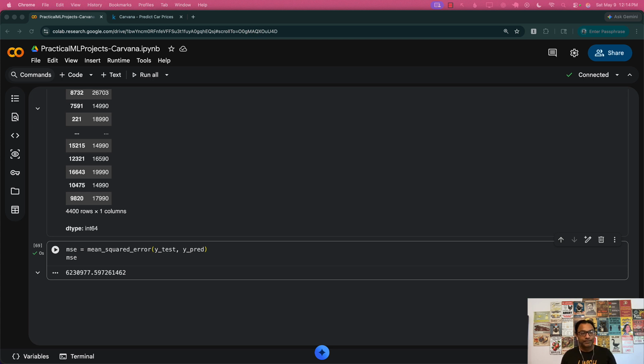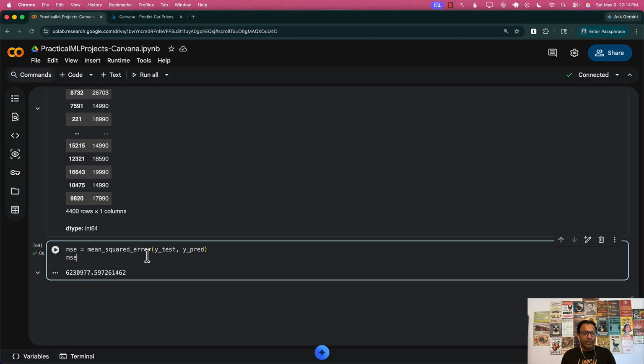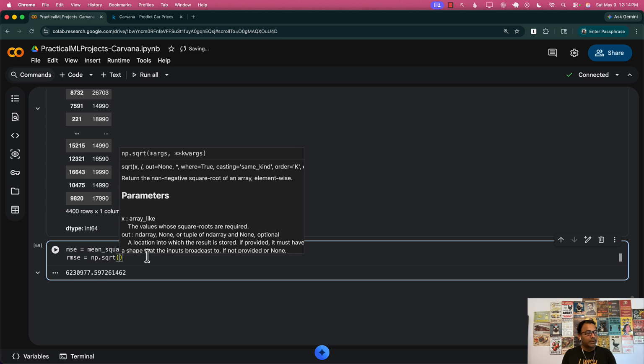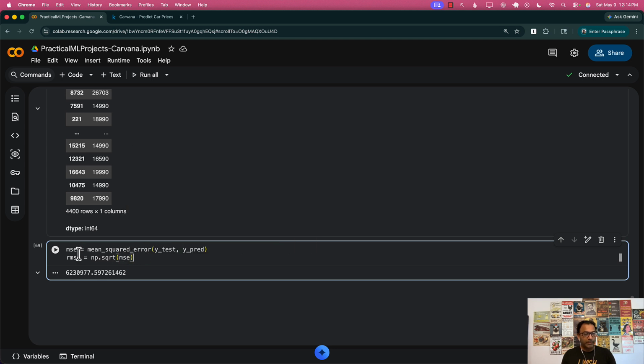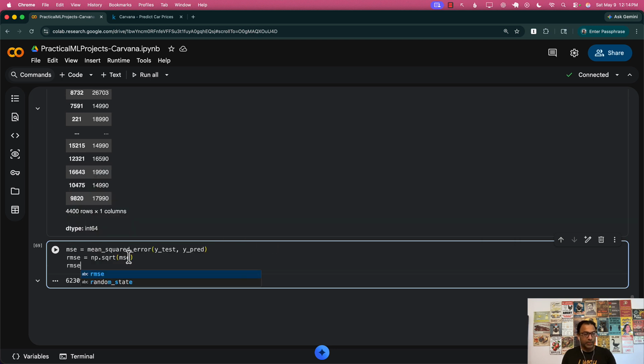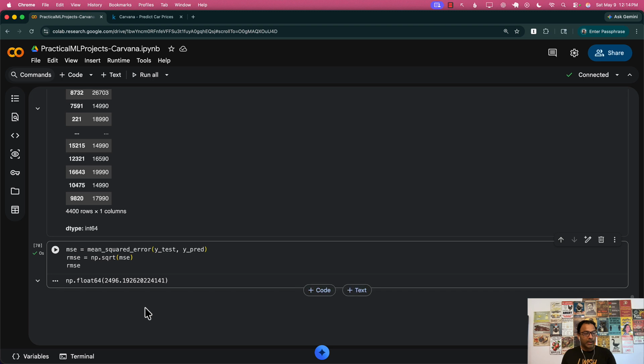All right. So this is good to find out, but I think we will have a much better idea if we do root mean square error. Just take a root, np, which is numpy dot square root, and we can just take a square root of this error and then print it out. Root mean square error. Okay, so it comes out to be, let's say, rounded out, $2,500.